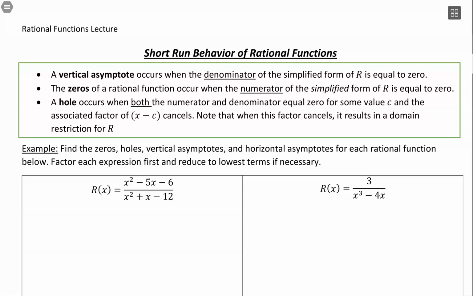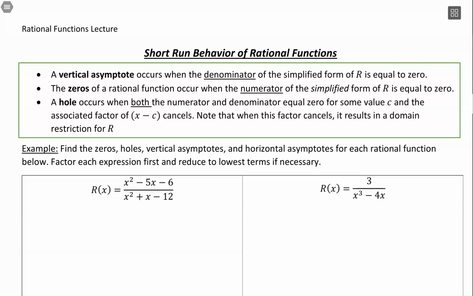So let's talk about looking at the short-run behavior of our rational functions. Now, some of these pieces we've talked about before, and then we have kind of one little new piece. So the vertical asymptote, and there can be more than one of these, so you might have multiple vertical asymptotes, and that occurs when we look at the denominator, that's where our denominator is equal to 0.